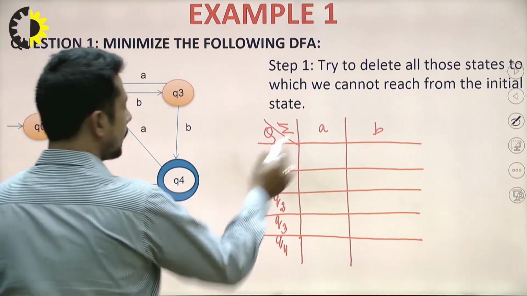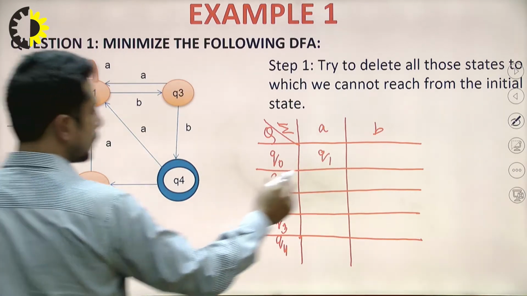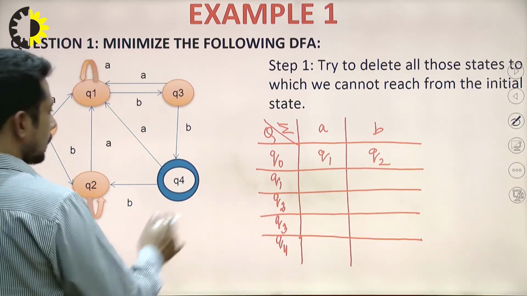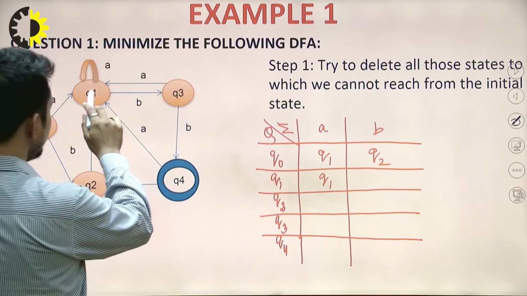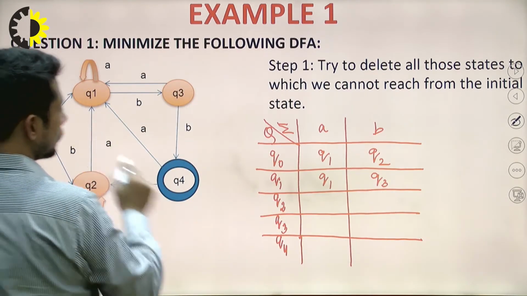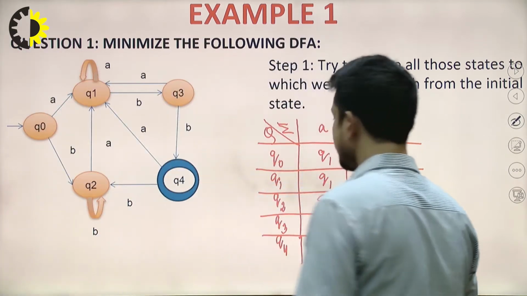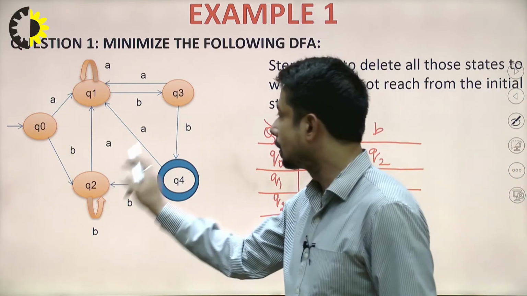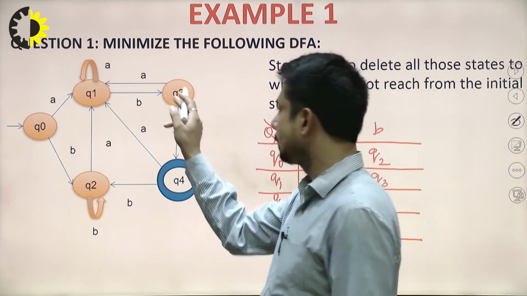Q0 on seeing A goes to Q1. Q0 on seeing B goes to Q2. As it is a DFA, there will definitely be one-to-one transitions. Q1 on seeing A comes back to itself. Q1 on seeing B goes to Q3. Correct? Q2 on seeing A goes to Q1. Q2 on seeing B comes back to itself. Q3 on seeing A goes to Q1. Okay? Q3 on seeing B goes to Q4.